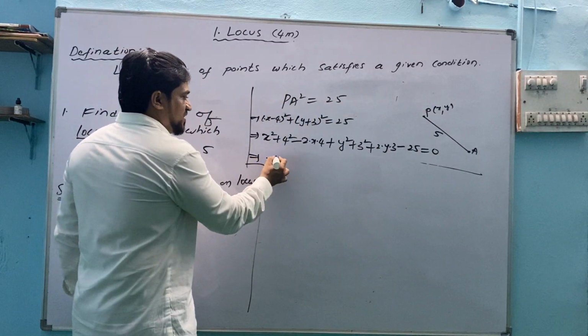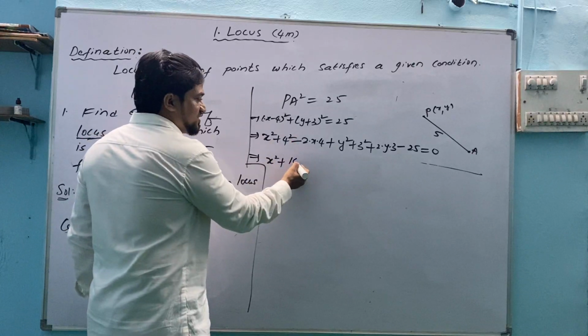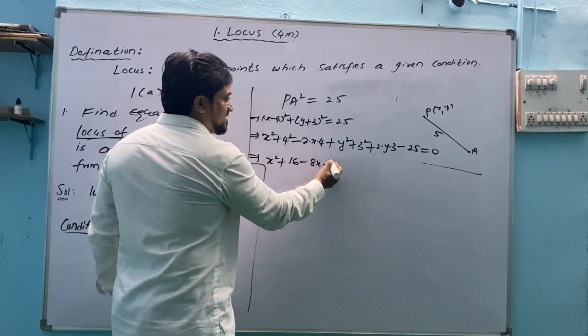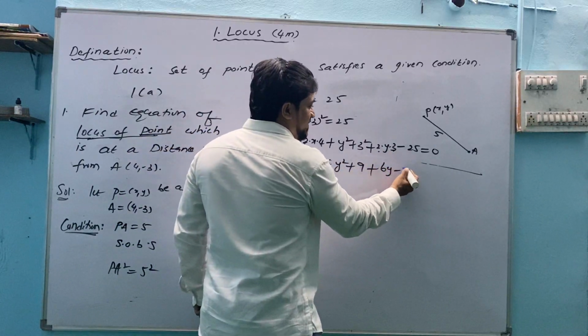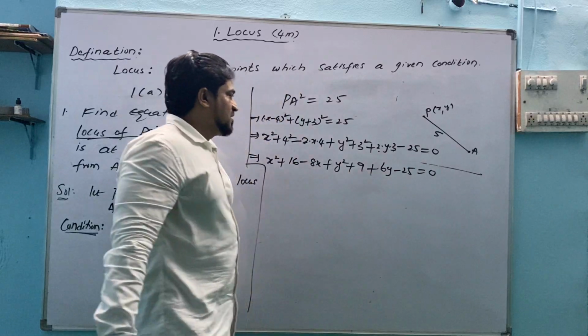Now this is x square. 4 square, don't think 8, this is 16. 2 4s are 8x. This is y square, then 9. 2 3s are 6y, then minus 25 equal to 0.